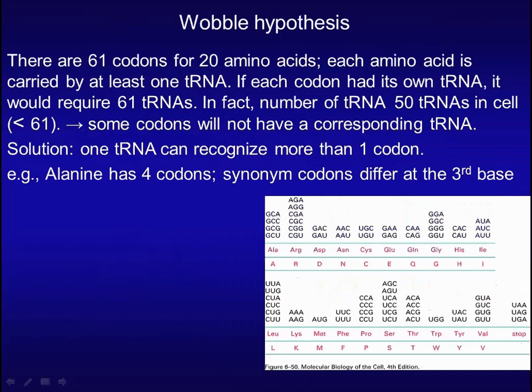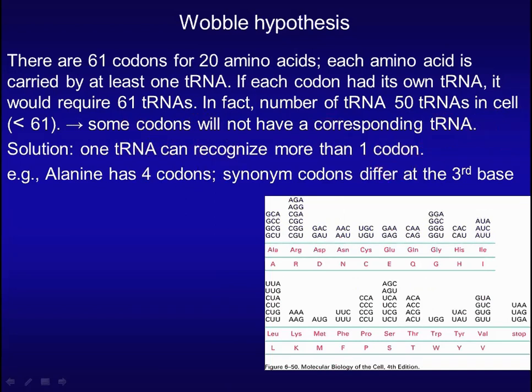There are 61 codons for 20 amino acids. Each amino acid is carried by at least one tRNA. If each codon had its own tRNA to match with, it would require 61 tRNAs. In fact, we have only 50 tRNAs in the cell. It means some codons will not have a corresponding tRNA. This is a challenge. Solution to this challenge: one tRNA can recognize more than one codon.